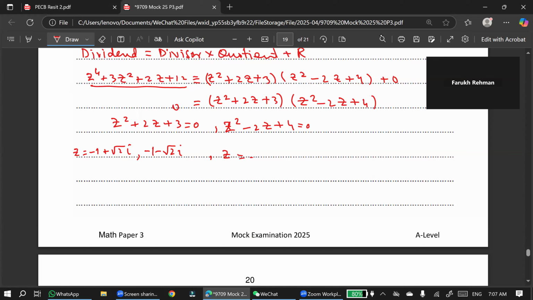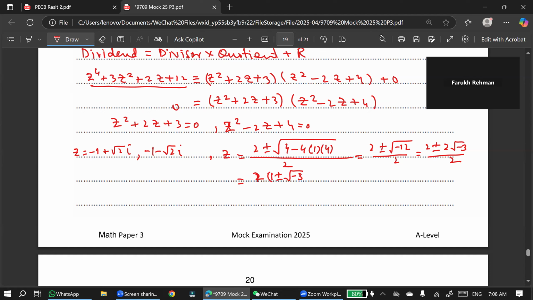Now I will use the quadratic formula to find out the roots of the other factor. 2 plus minus under root 4 minus 4 into 1 into 4 over 2 equals 2 plus minus under root minus 12 over 2 equals 2 plus minus 2 under root minus 3 over 2 equals 1 plus minus i under root 3. Now, these are the four roots of this equation.